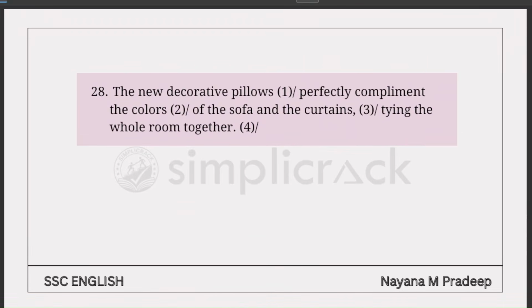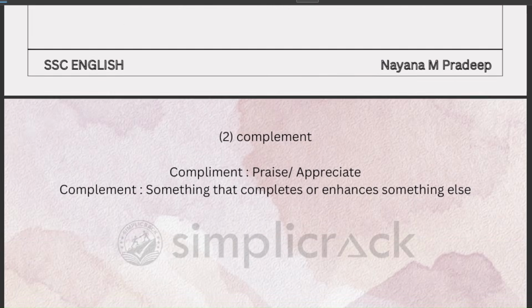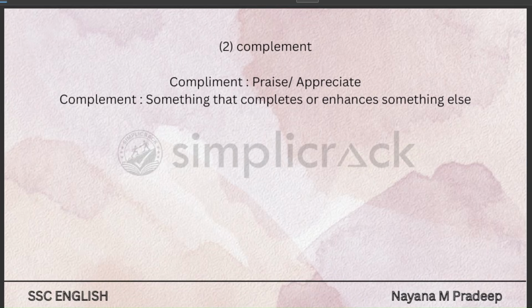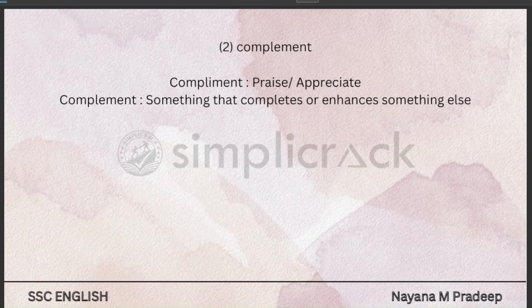The new decorative pillows perfectly complement the colors of the sofa and the curtains, tying the whole room together. Do you know what is the error here? The error is in the use of the word complement. You have two words that sound the same: compliment with an I and complement with an E.